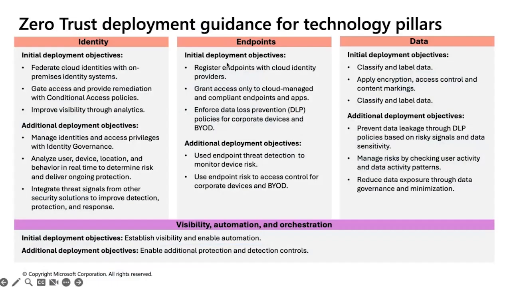Now for endpoint, the initial or primary deployment objective is to register endpoints with cloud identity providers. Registering devices is very important. When you register the device, you will have control and visibility of that device, where you can see what kind of challenges or issues we have.